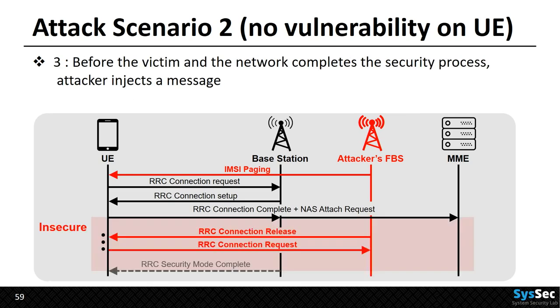Before the victim UE finishes the security procedure, the attacker injects an RRC connection release message. When there is no security context, the UE is allowed to receive the security unprotected RRC connection release message. Therefore, the UE processes the attacker's message and sends a connection request to the attacker's fake base station.